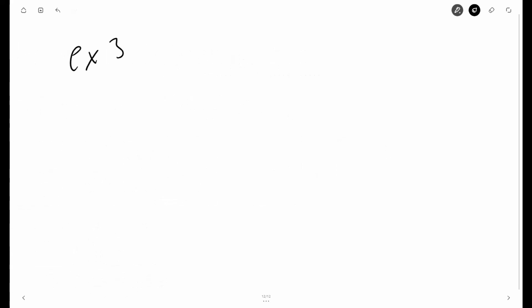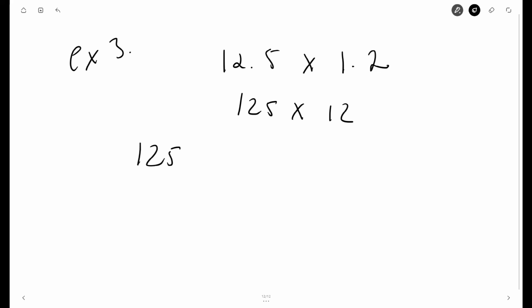Example 3 will be 12.5 times 1.2. Okay, so it will be 125 times 12. That will be 125 times 12. 2 times 5, 0. Then 2 times 2, 4 plus 1, 5. 2 times 1, 2. Then 1 times 5, 5. 1 times 2, 2. 1 times 1, 1.